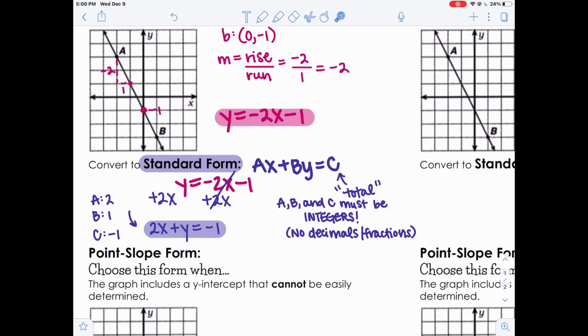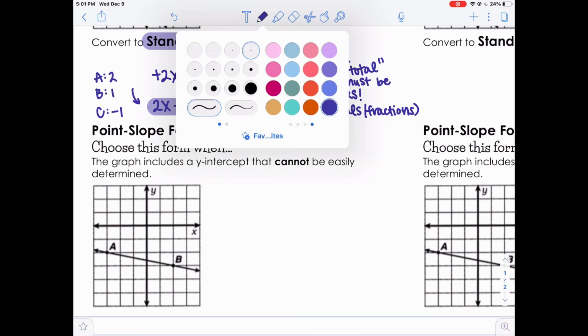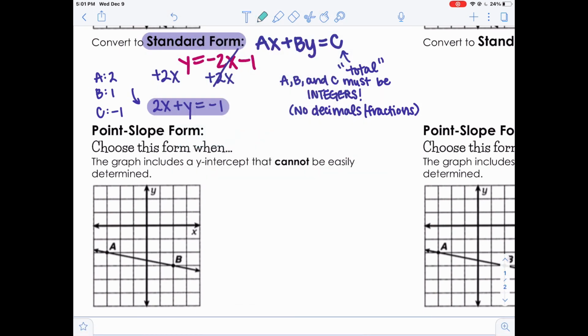Last thing we're gonna look at is point slope form. Let me scroll. Okay, so point slope form is y minus y1 equal to m times x minus x1. And we want to choose this if the graph includes a y-intercept that cannot be easily determined, like right here. That's a fraction of some sort. It doesn't even look like it's 1/2, so I can't make any assumptions. I need to choose point slope form.